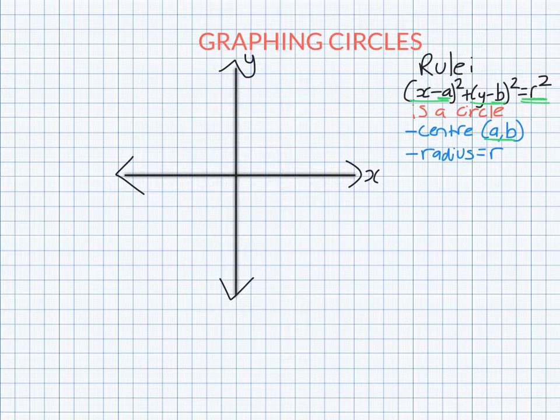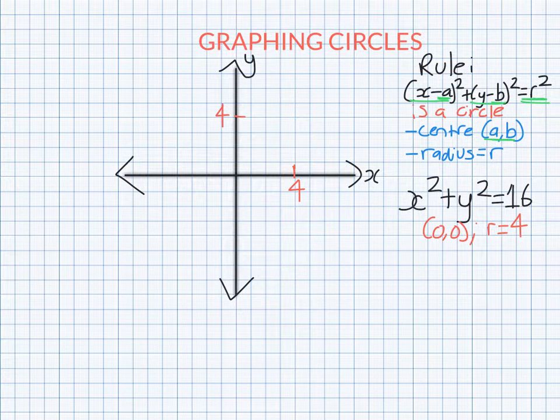So let's look at some quick examples. Let's look at x squared plus y squared equals 16. All we have to do is figure out the center and the radius. So there's no a or b, so you can assume that they're 0. This will have a center of 0, 0, and its radius will be the square root of 16, which is 4. So this is a circle. It's the set of all points whose distance from the origin is 4. So we can go across to 4 in each direction this time.